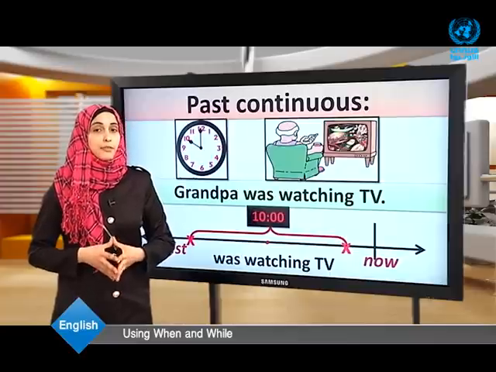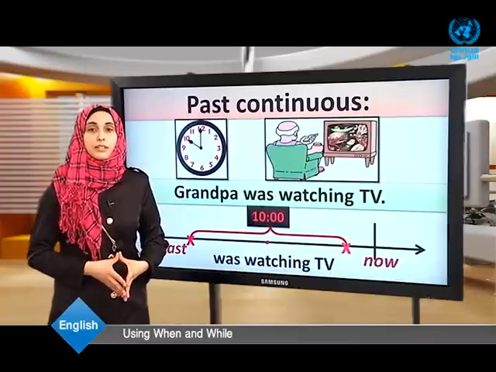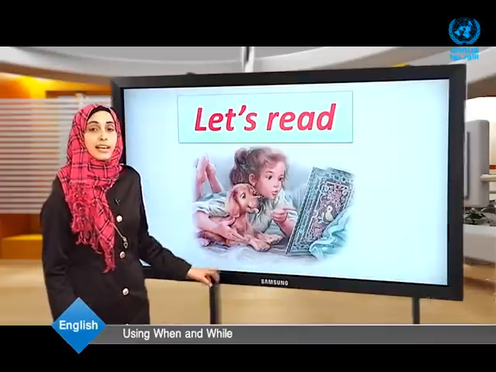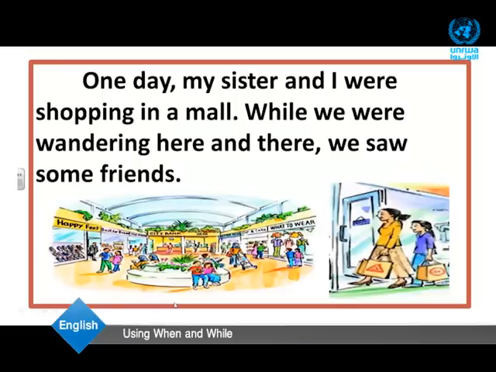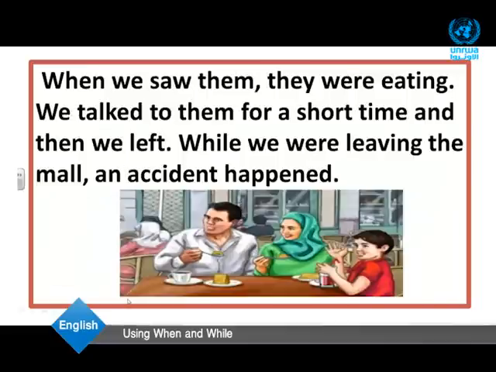Now, after we have revised the past simple and the past continuous, let's read a text. It's about a girl called Sally. Now let's read. One day, my sister and I were shopping in a mall. While we were wandering here and there, we saw some friends. When we saw them, they were eating.